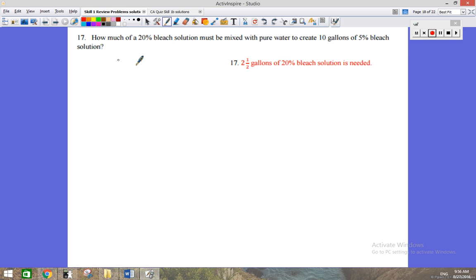A mixture problem. How much of a 20% bleach solution must be mixed with pure water? So I have to visualize it. I almost always have to visualize some container with a concentration. So I've got 20% of this bleach solution being mixed with water.